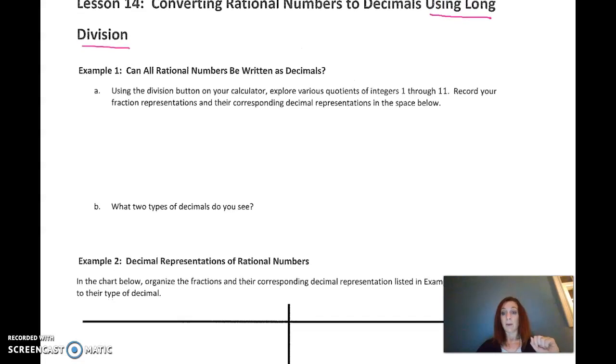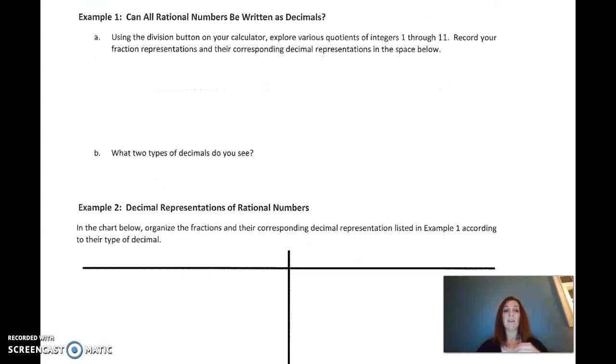Can all rational numbers be written as decimals? It says using the division button on your calculator, explore various quotients. Remember, quotient is the solution to a division problem of integers 1 through 11. Record your fraction representations and their corresponding decimal representations in the space below. So I'm just going to divide 1 by 2, 1 by 3, 1 by 4. Okay? And you'll see what I mean.